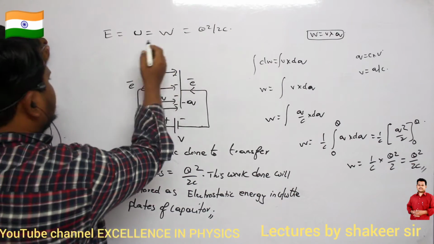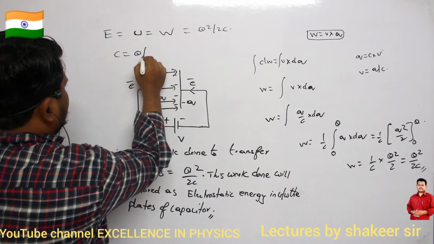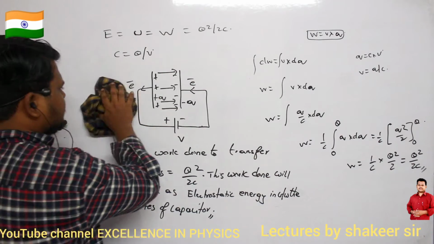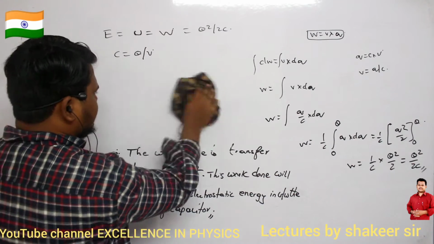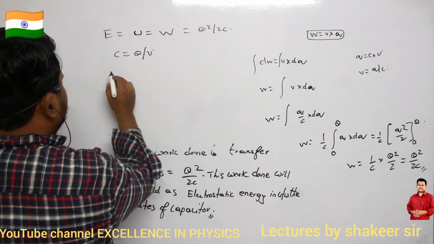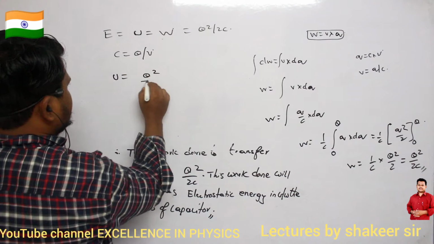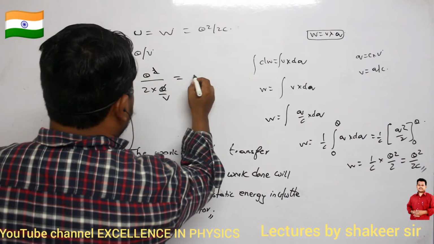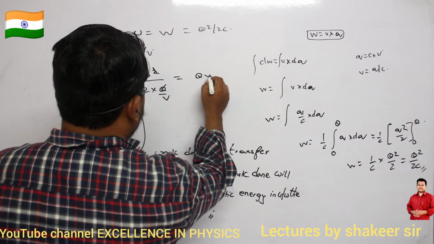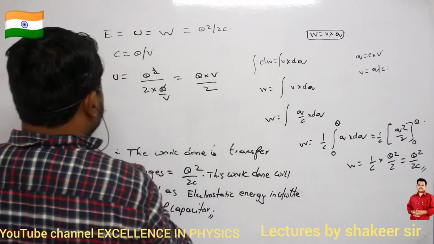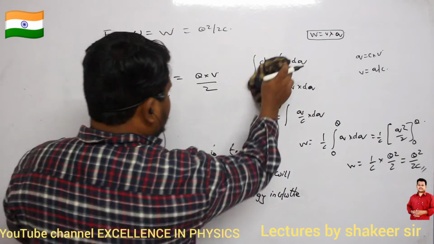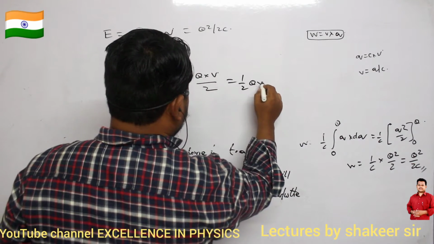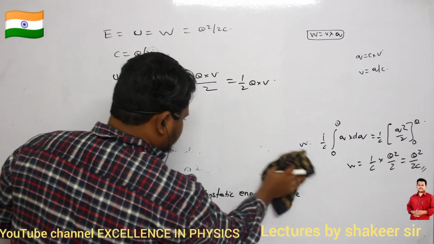Clear? Then we have C is equal to Q by V, no? So substitute in this relation, then let us see what equation we get. Potential energy is equal to Q square divided by 2 into, instead of C, I will write Q by V. So Q and Q square get cancelled. So Q into V divided by 2. Therefore, this is one more equation for energy stored in between the plates of the capacitor, which is half Q into V. Clear? This is one relation.